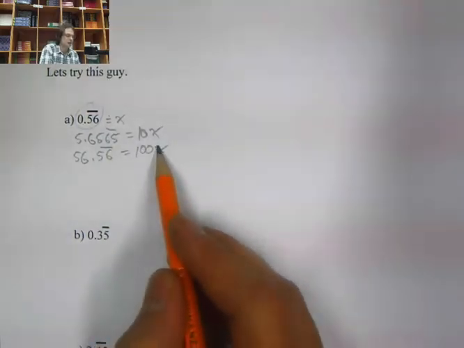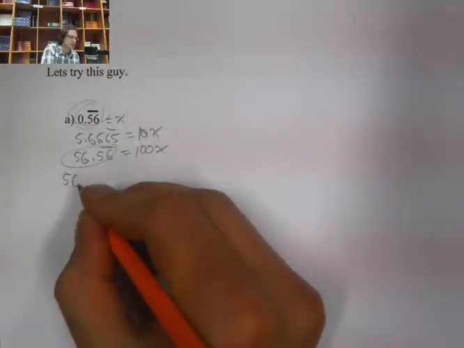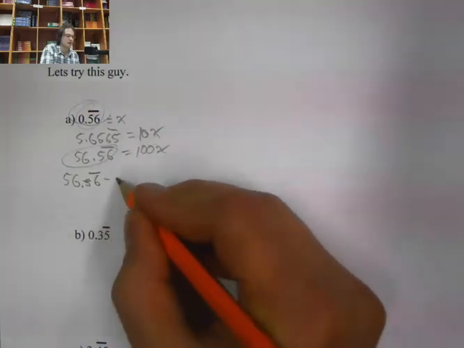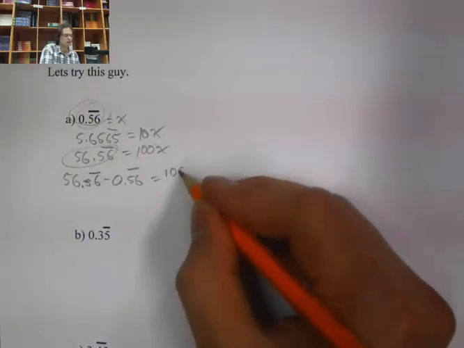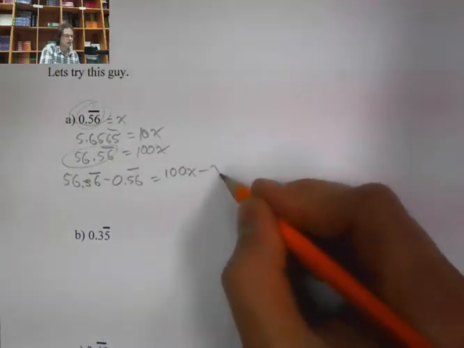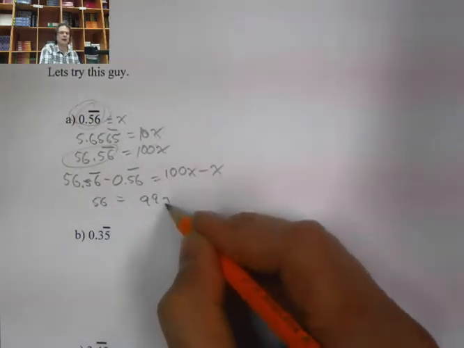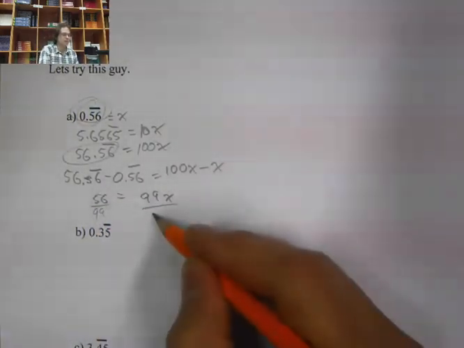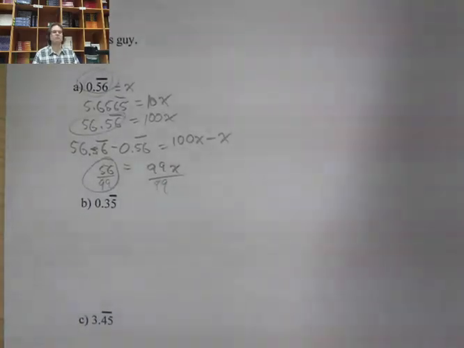So now I look at this, I could subtract this, and I'll get rid of my repeating decimal. So I go 56.56 repeating, subtract 0.56 repeating, is equal to 100x subtract x, which ends up giving me 56 is equal to 99x. Alright, almost done. Now I just divide both sides by 99. So I get x is equal to 56 over 99. Okay? Let's take a look at my next one.